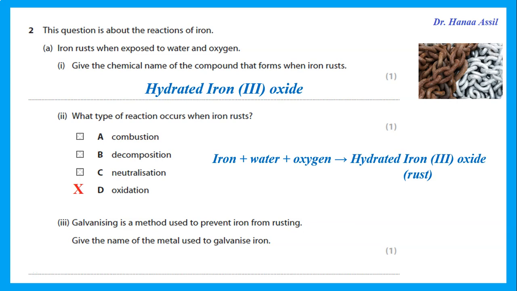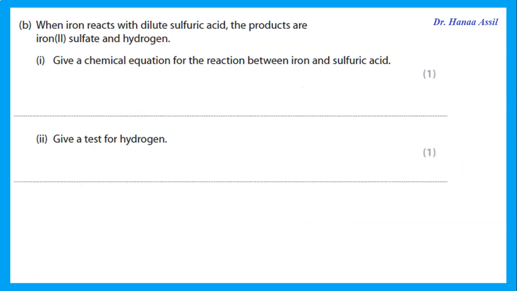We can either paint it, cover it with paint, or cover it with oil to prevent it from reacting with water and oxygen in the air, or we can cover it with a layer of zinc, and that is called galvanizing. So to galvanize the iron, we cover it with a layer of zinc by dipping or spray. That's what we call galvanization.